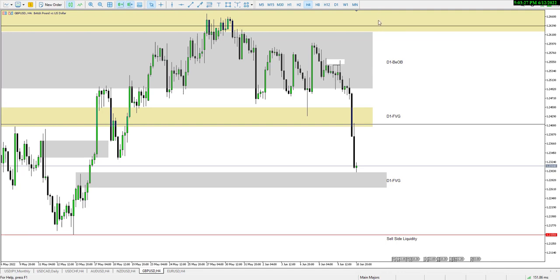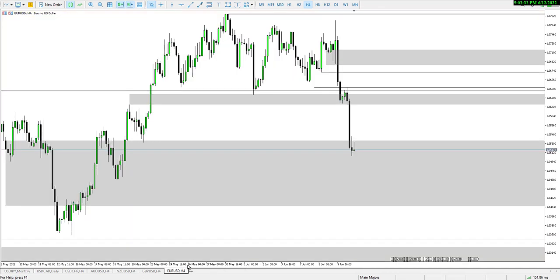So yeah, that's pretty much about it in regards to Euro USD and Pound USD. If you're in the mentorship group, if you have any questions on things that you haven't understood with what I'm explaining here, you can just send me a message and I'll gladly explain. So yeah, that's pretty much in regards to Pound USD and Euro USD.